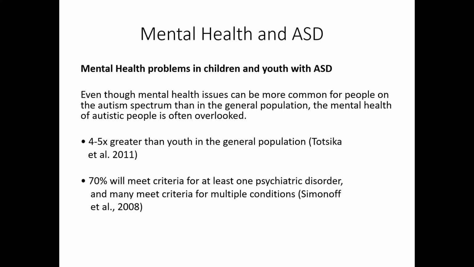So, mental health problems in children and youth with autism. Even though mental health issues can be more common for people on the autism spectrum than in the general population, the mental health of autistic people is still often overlooked. They are 4 to 5 times more likely than youth in the general population to experience mental health challenges, and 70% of autistic people will meet the criteria for at least one psychiatric disorder, and many might meet the criteria for multiple conditions.